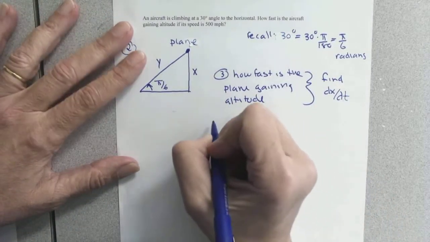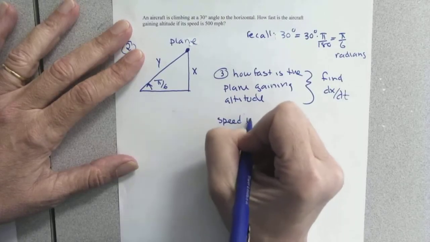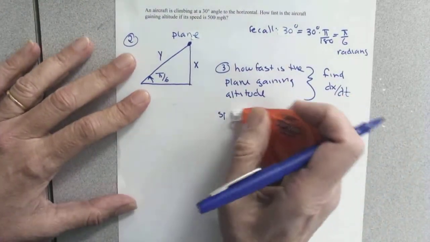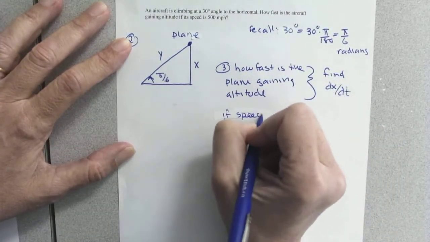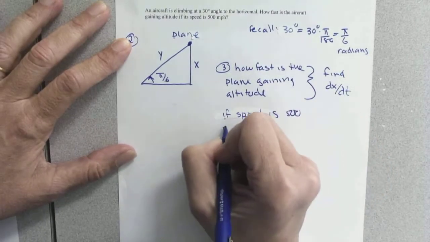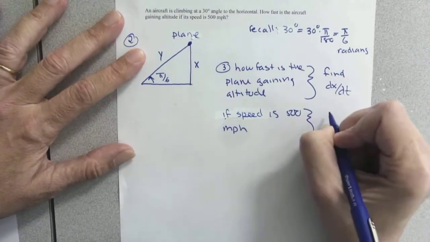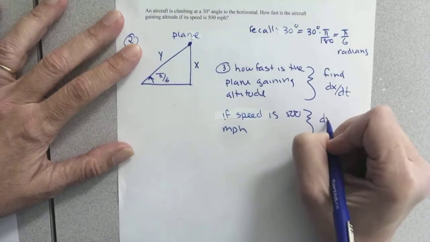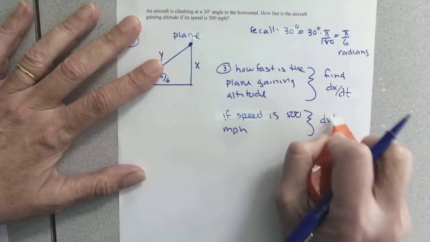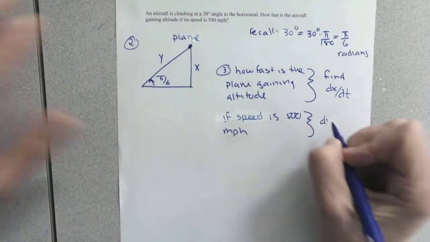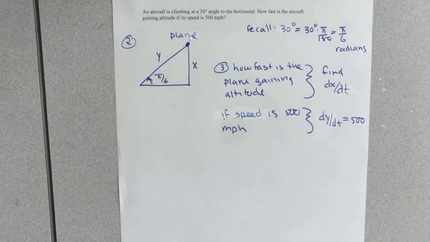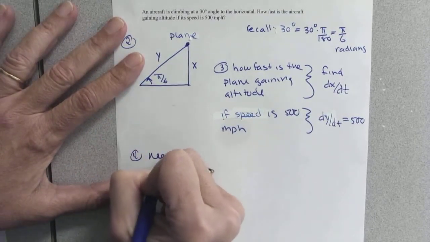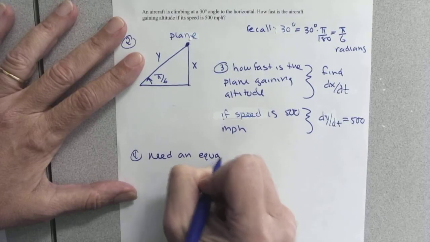And then lastly, if its speed is 500 miles per hour, that would be that dy/dt equals 500. Okay, now we need a picture, we need an equation.